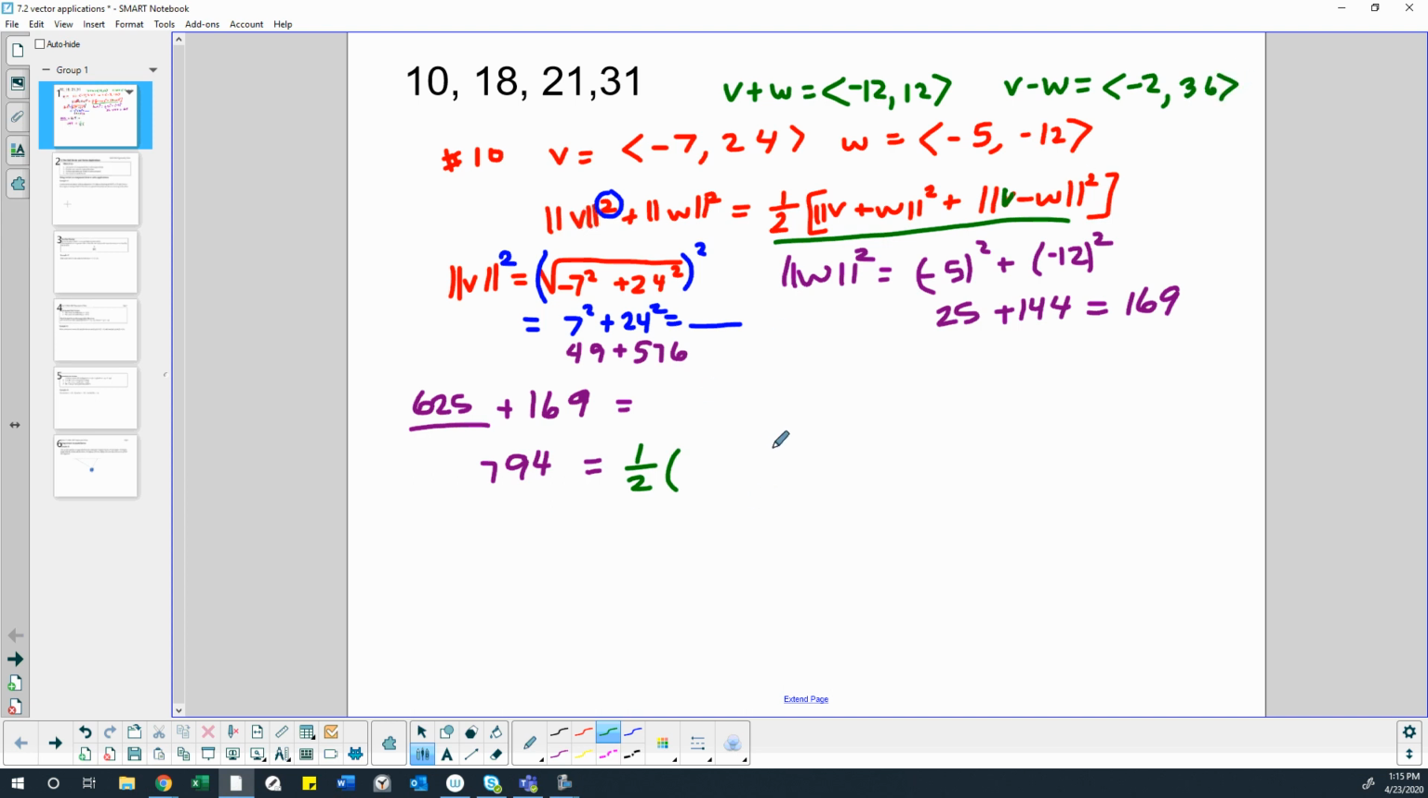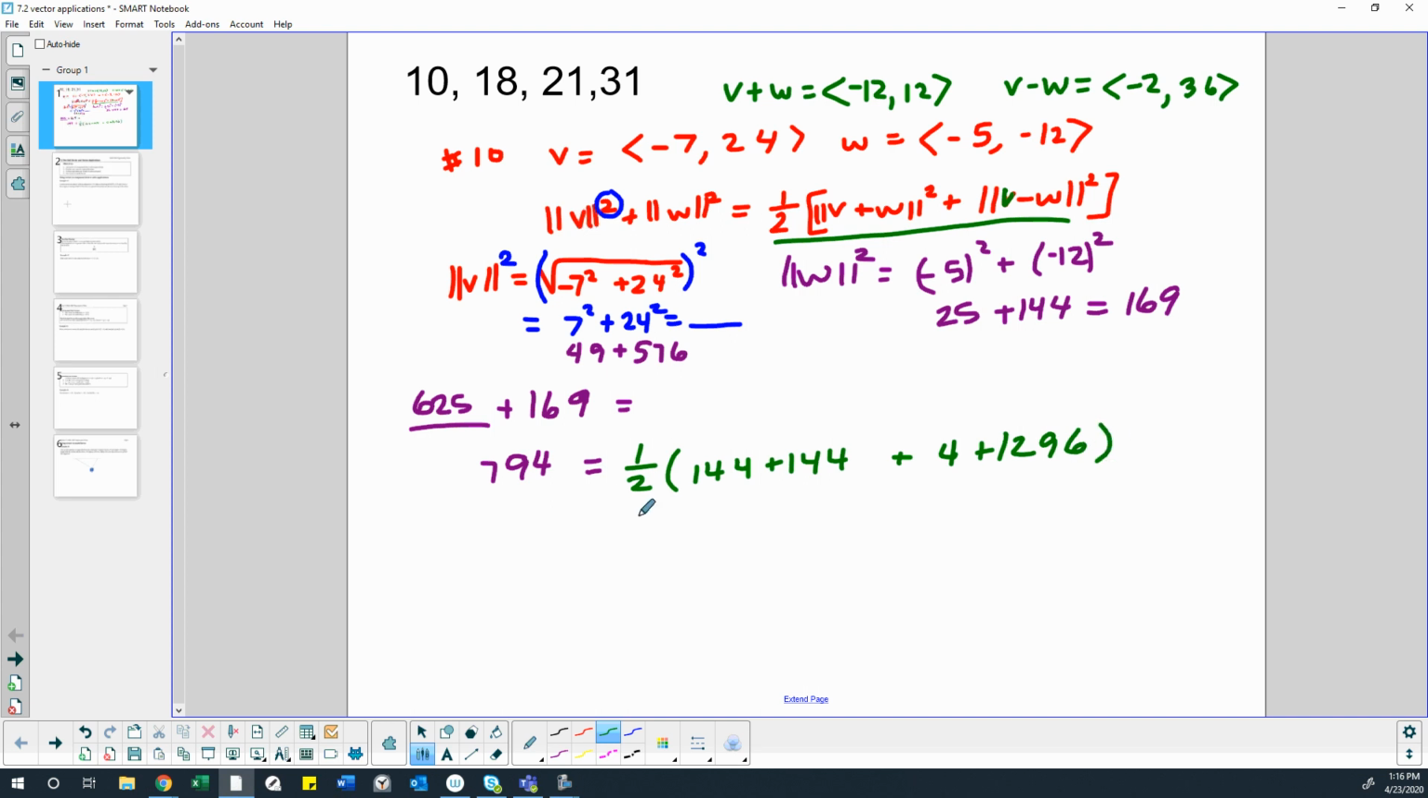All right, so we're going to do 1/2 of this thing squared. So that would be 144 plus 144. And that would be this first v plus w magnitude squared. And then we'll do this one, which would be -2 squared, which is 4, and 36 squared, which is a big number I don't know the answer to. Thank you.